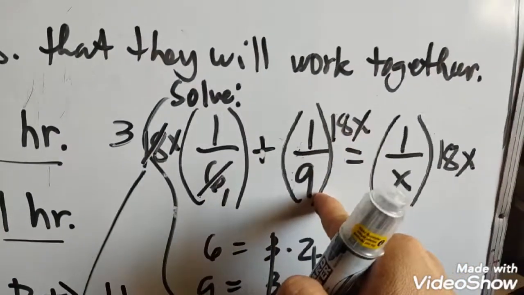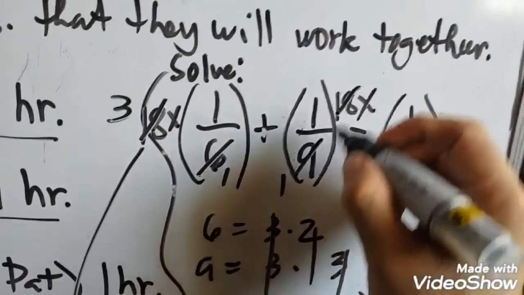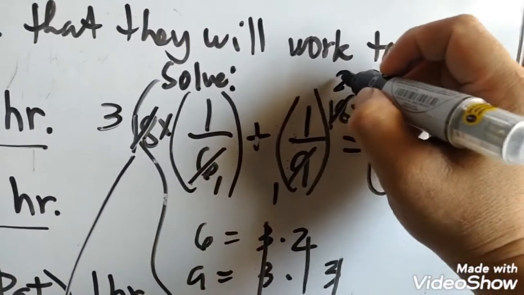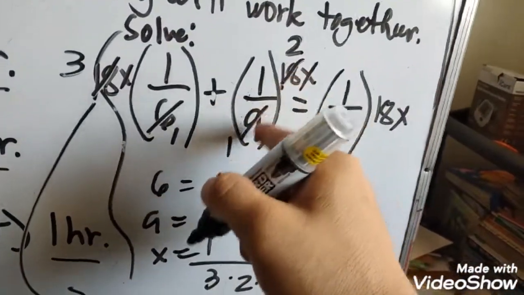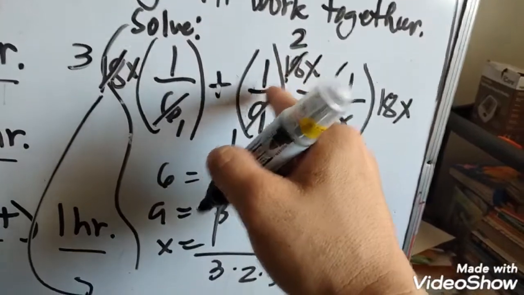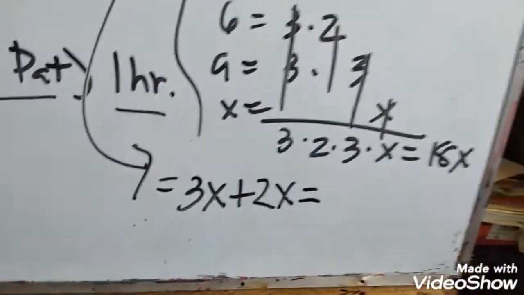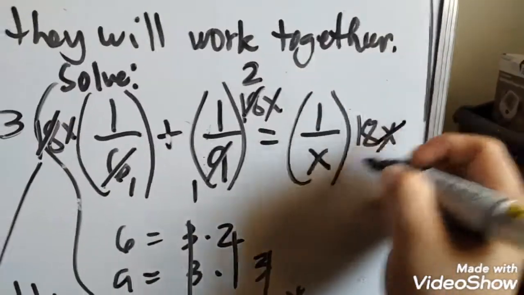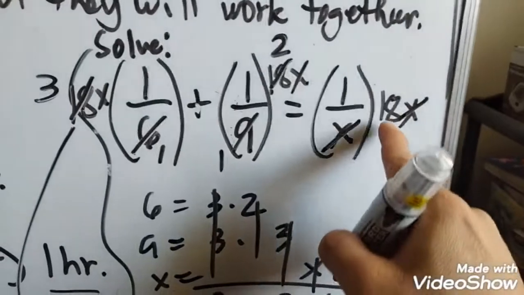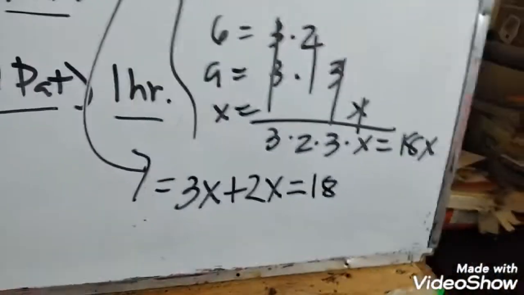Okay? So, dito na tayo. 1 over 9 times 18x. So, cancel dito ang 18 tsaka 9. So, this will be 1. Ito ay magiging na lang 2. 18 cancel. Okay? So, 2 times 1, 2 times x. So, that will be 2x. Equals. Dito na tayo. 1 over x times 18x. Cancel naman dito ay yung x. May matitirang 18 times 1. So, that is 18. Alright.